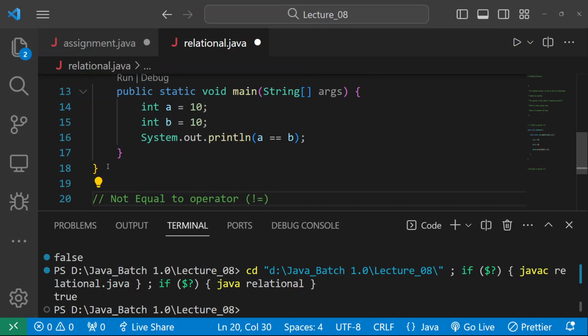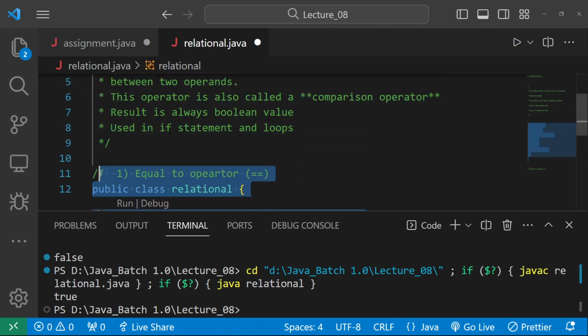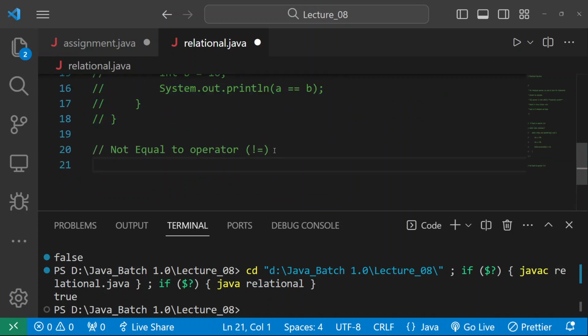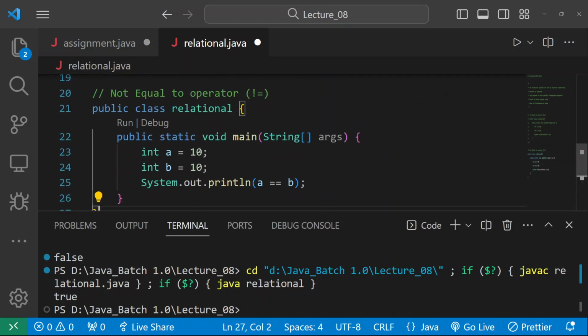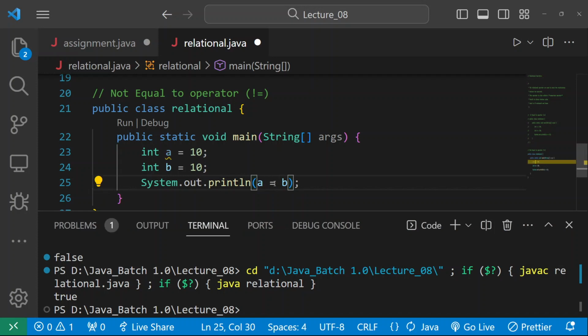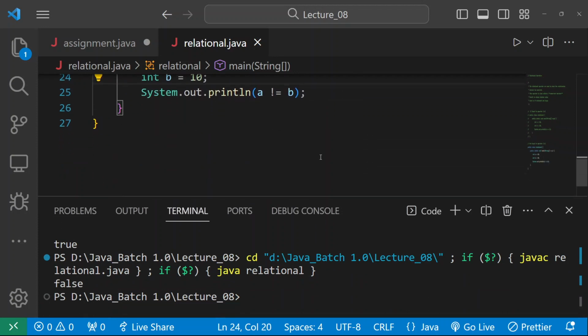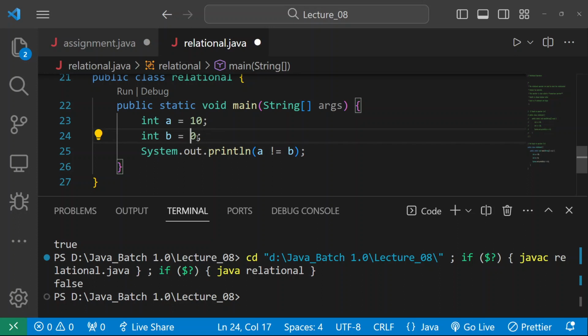Let me take an example. Let me copy this example and paste it. Now see, let me write not equal here. Now I will be running it, and I will be getting false. Yes, you can see the output as false. Simple concept behind it. Not equal to will be checking whether it is equal or not equal.